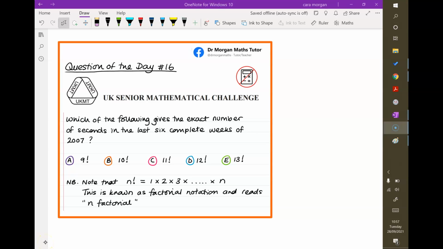This is number 16 in a series that I've been running since the beginning of September. And this question is designed to be done by pupils in year 12 or 13 who are studying for their maths A-level, but really anyone can have a go.